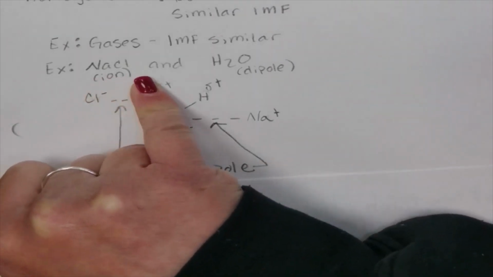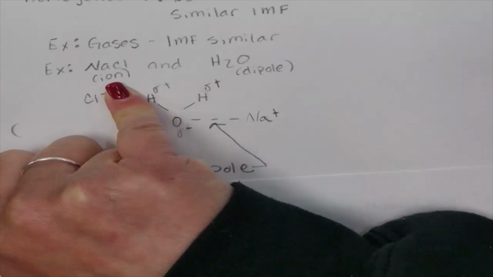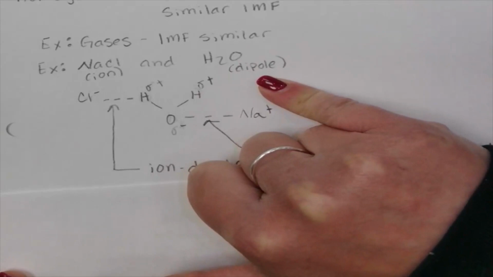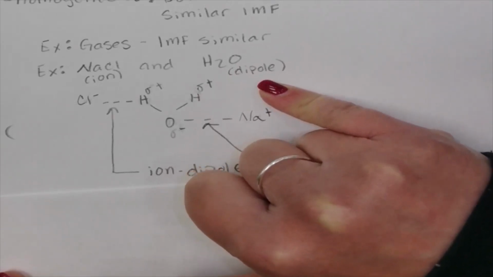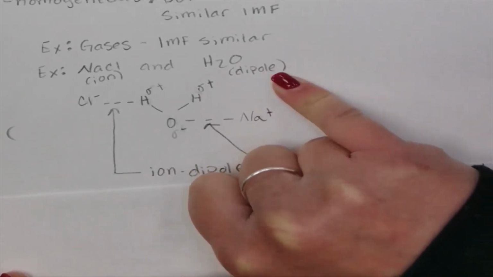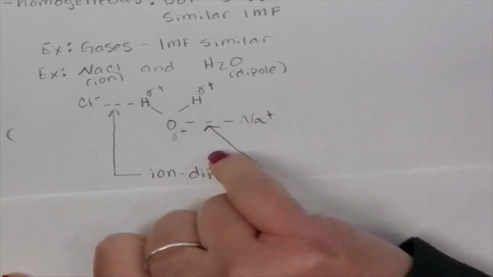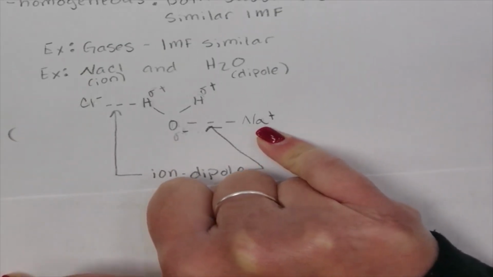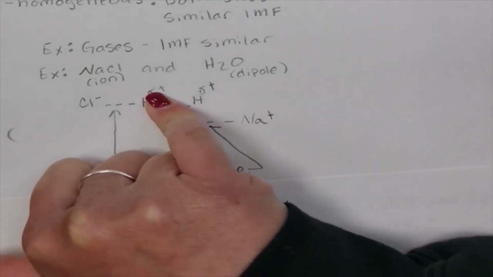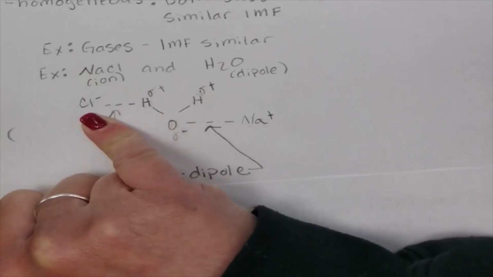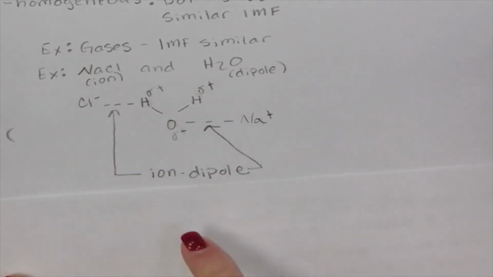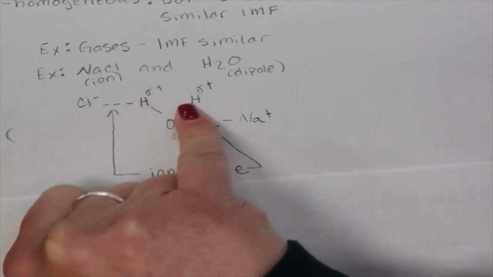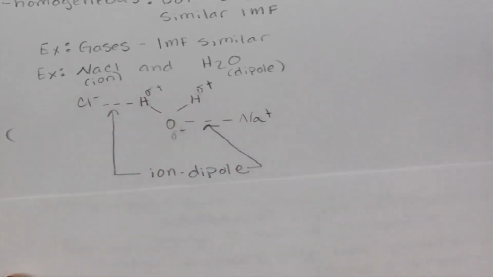Our next example is sodium chloride, which we know will break apart into ions, and water, which we've learned is a dipole substance. It's a polar covalent, giving it a dipole as its intermolecular force. So the partial negative of the oxygen is attracted to the cation sodium, and the partial positive of the hydrogen from the water is attracted to the anion chloride, forming an ion dipole bond. This has a dipole, this is an ion.